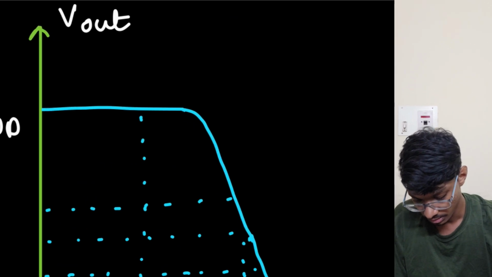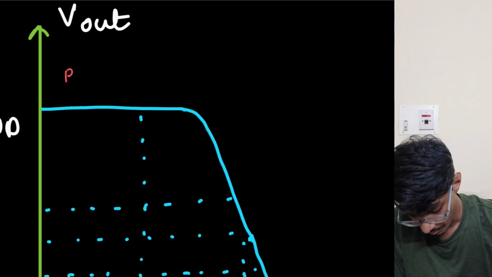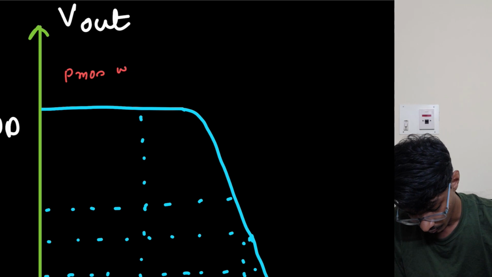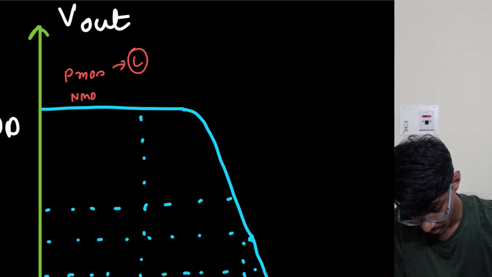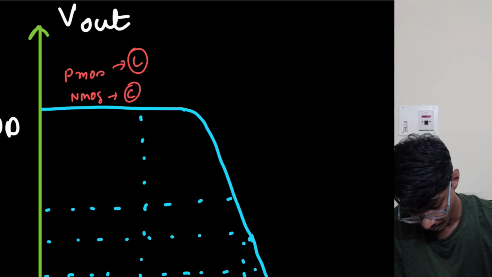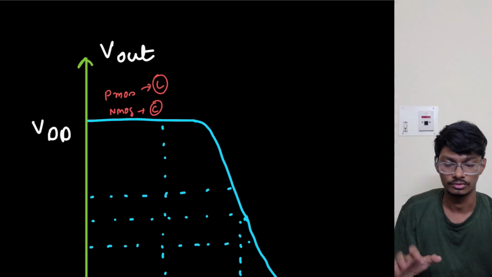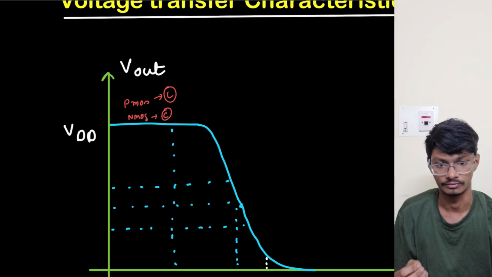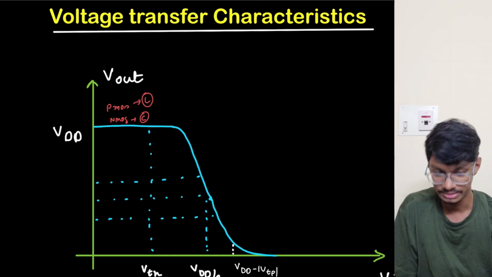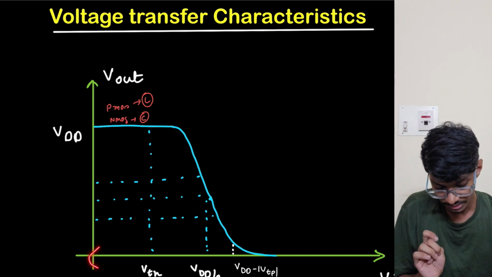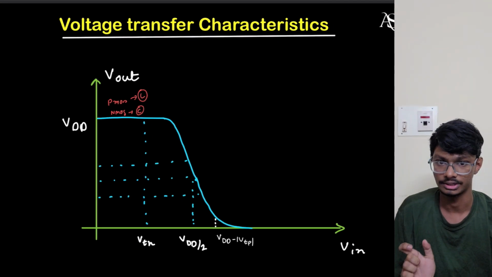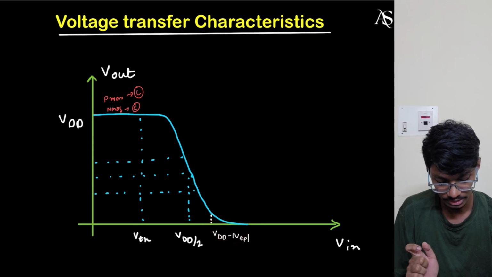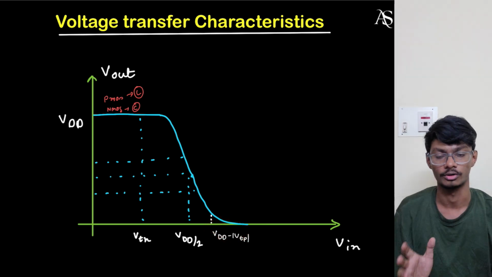That's why the PMOS will be in linear and the NMOS will be in cutoff. So you can see it for yourself and solve it. This is a very standard circuit. All the other regions are present, but the most important point to be noted is that if the input is low, our output is high, and if the input is high, then the output is low.